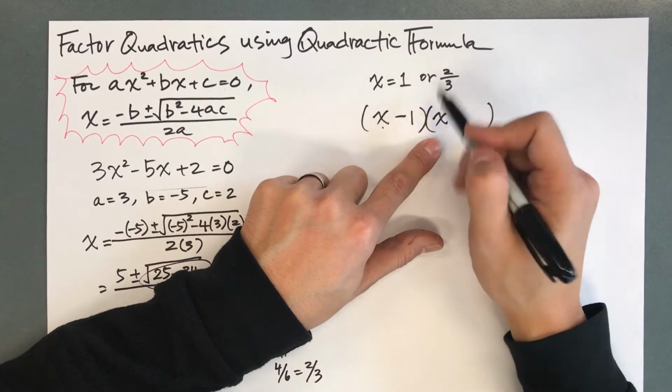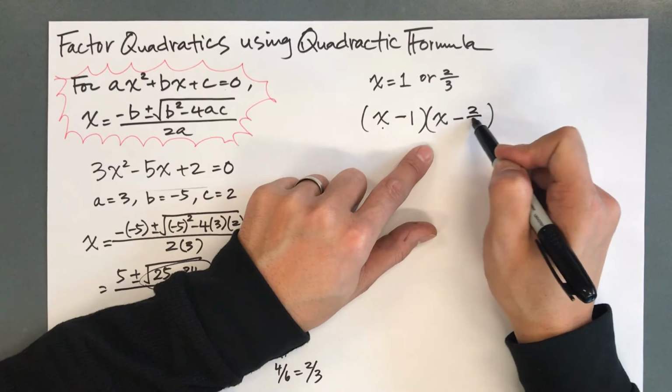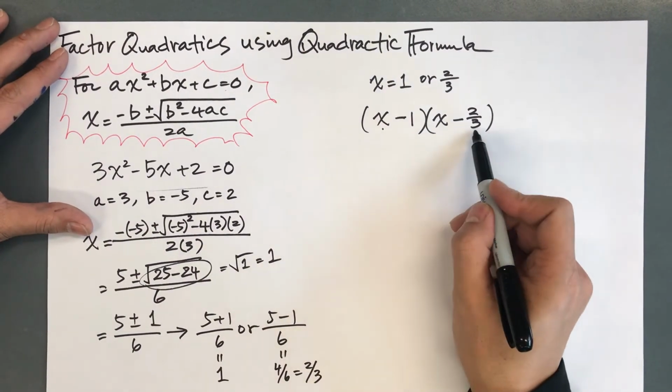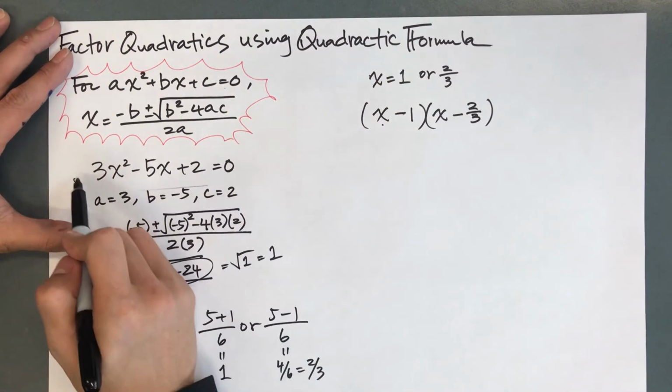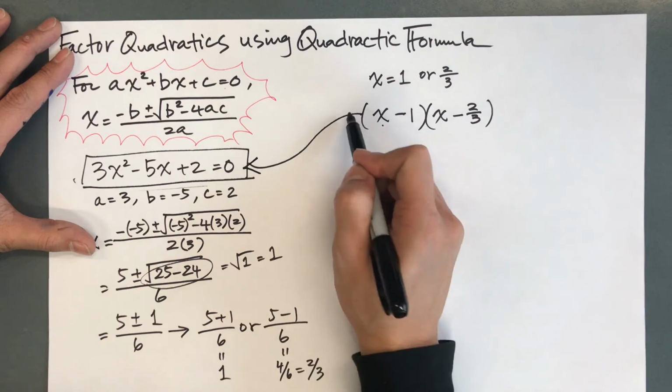So in the case of 2/3, what do you have to have here? Well, you have to subtract 2/3. So x minus 1 times x minus 2/3 is the factored form of this expression.